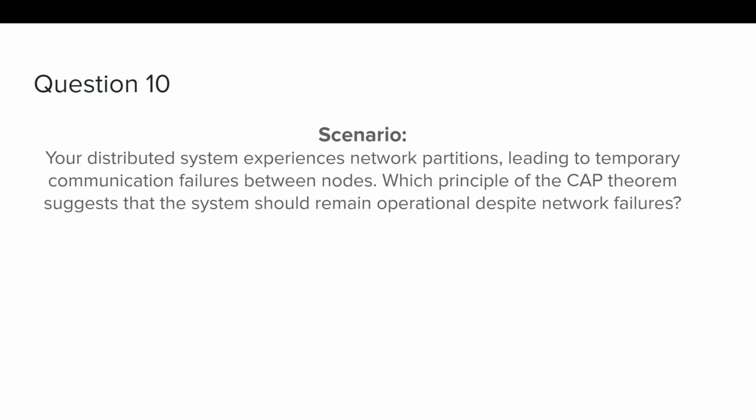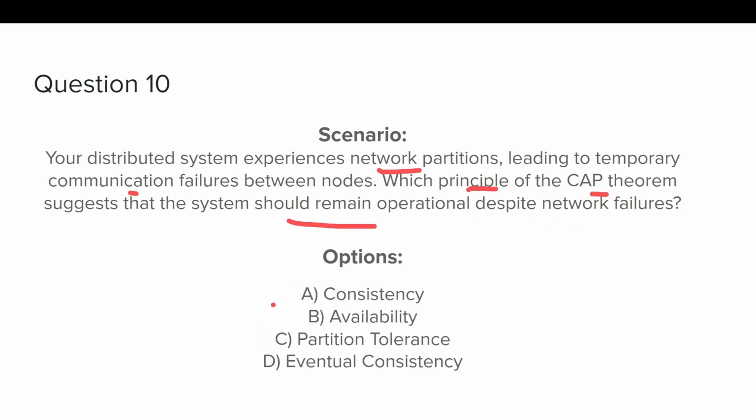Moving to the next question: in your distributed system, a network partition leads to temporary communication failures between nodes. Which principle of the CAP theorem suggests that the system should remain operational despite the network failures? We have just now discussed it, and that is availability, right? It has to remain operational despite the network failure that happened. It means all the nodes on this side and all the nodes on this side will be available.